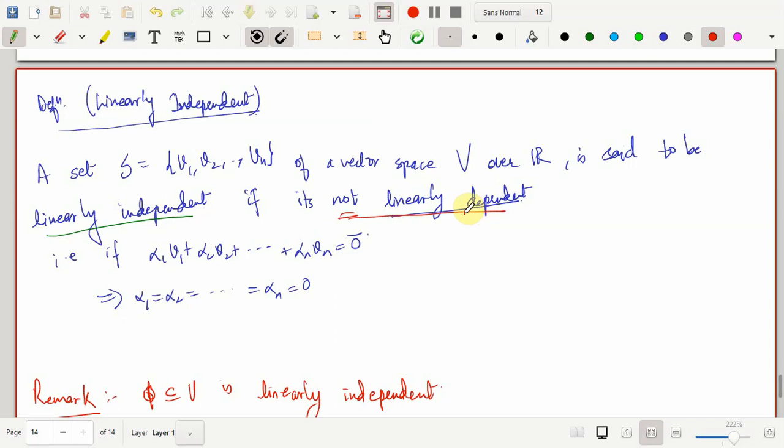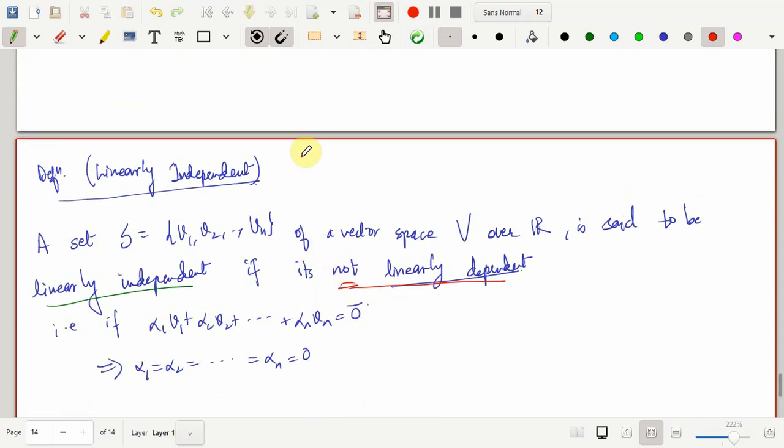So how do we negate this statement? It's going to be linearly independent if the linear combination being equal to 0 implies that the only possible value for the scalars is 0. And you will see that each of these vectors is independent. They cannot be expressed as a linear combination of the others, because the only scalars which will satisfy this equation are alpha 1, alpha 2, ..., alpha n all equal to 0.